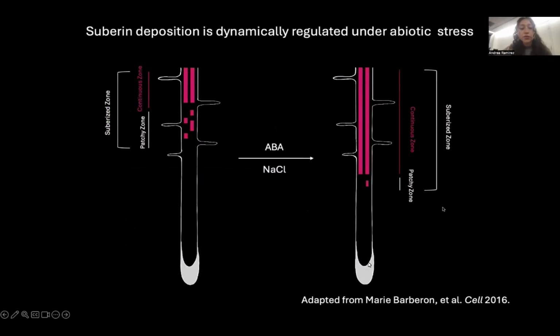And out of these two cell wall modifications, previous findings by Marie Barberon have shown that suberization is a much more dynamic process, and its deposition is dependent on its environment. So under salt treatment, for example, suberin deposition is promoted along the endodermis layer, so you have much higher levels of continuous suberization and smaller regions of patchiness. And this is actually regulated by the stress hormone ABA. Okay, so this is what we see in species like Arabidopsis, which is known to be a salt-sensitive species.